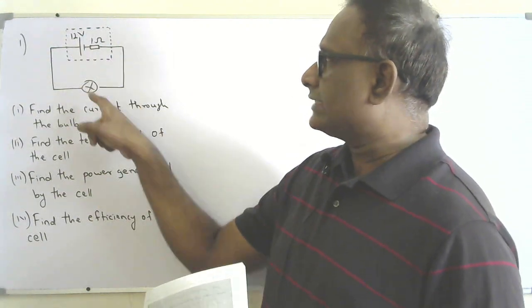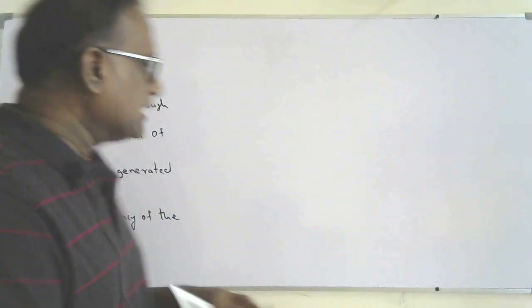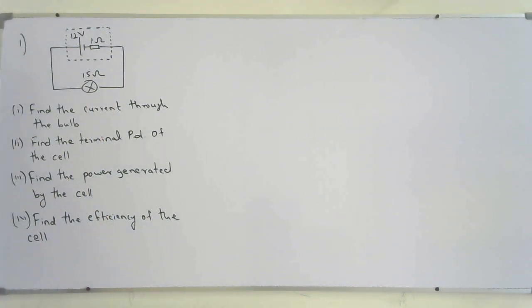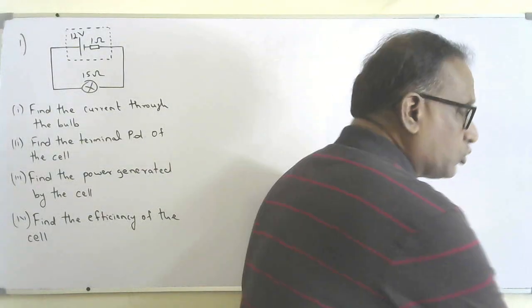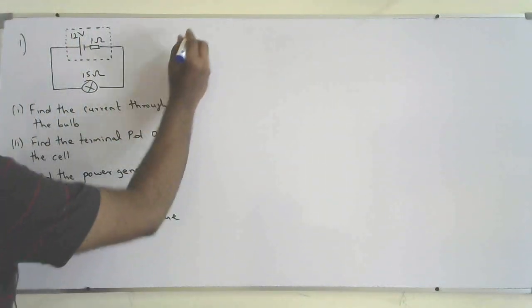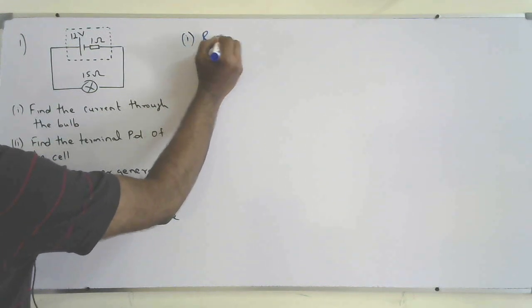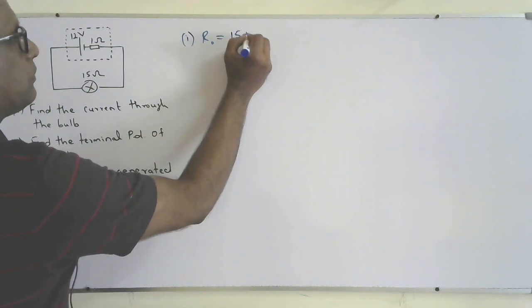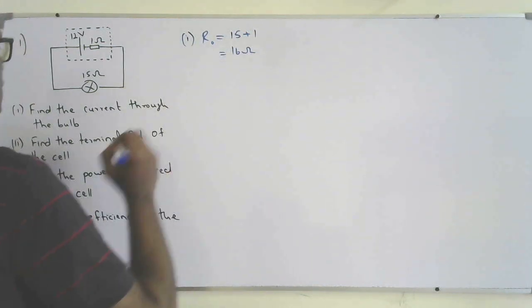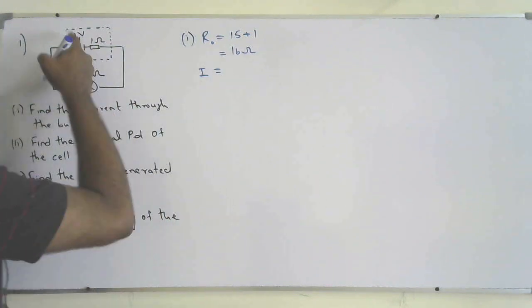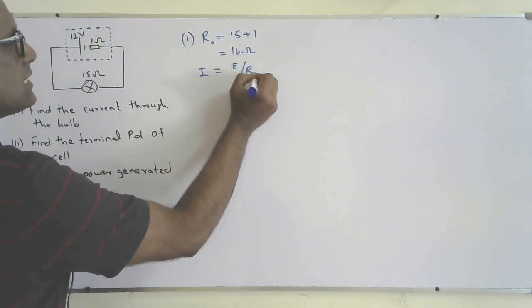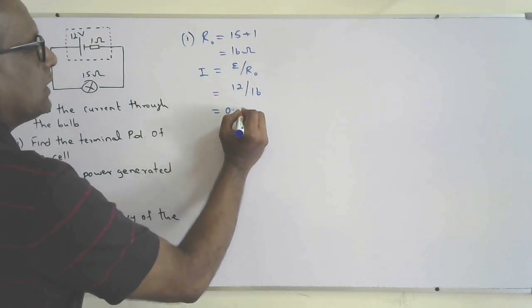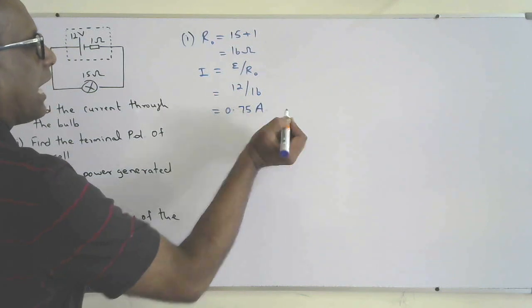This is a real cell connected to a bulb. The resistance of the bulb is 15 ohms. So first part, find the current through the bulb. To find the current through the bulb, we should find the total resistance of the circuit. They are in series, no junction, no branches. So R0 will be 15 plus 1, that is 16 ohms. So current I is equal to EMF over total resistance, that will be 12 over 16, so 0.75 amperes.